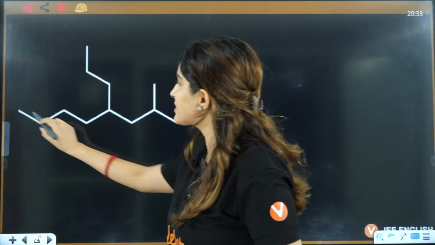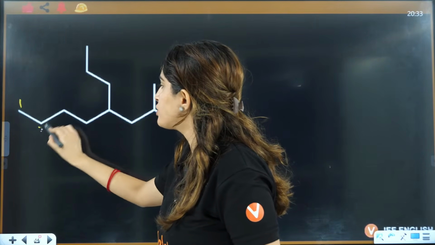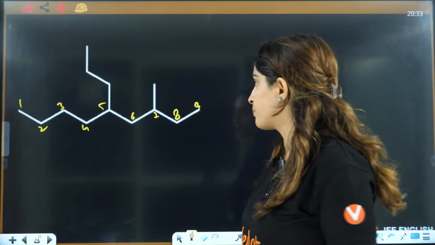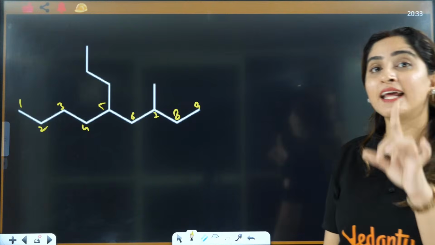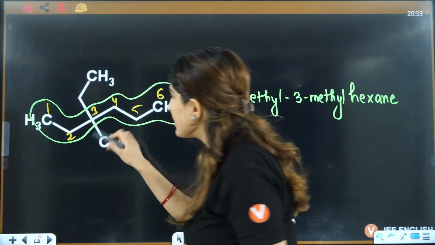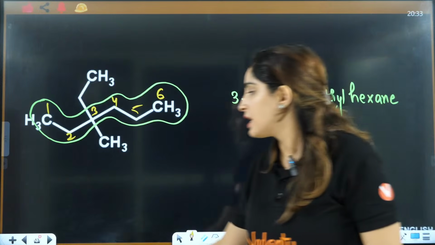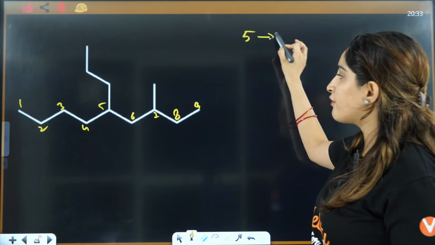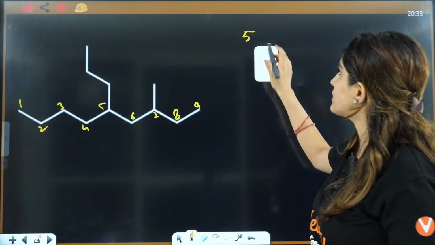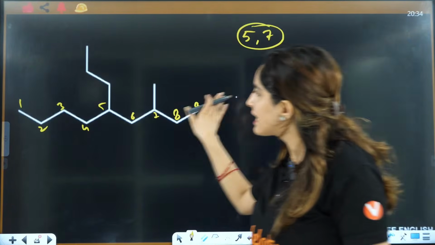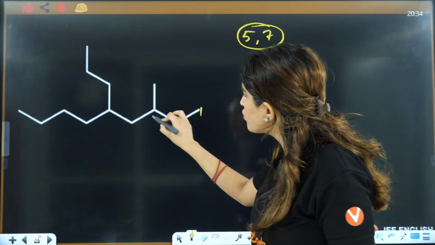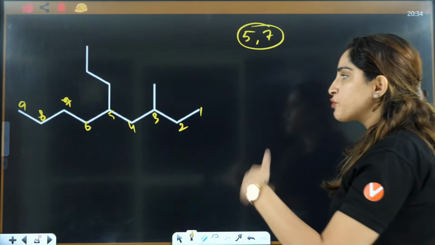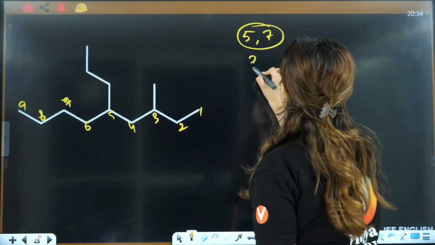So I can write it two ways. I can write 1, 2, 3, 4, 5, 6, 7, 8, 9. I can write the opposite also. But whenever you are writing the longest chain, in the previous one it was coming out to be symmetrical, so it doesn't matter there. But in this case, it does matter. If I write it this way, my substituent will be on 5th and 7th position. But if I write it the other way, then my substituent is going to be on 3rd and 5th position.